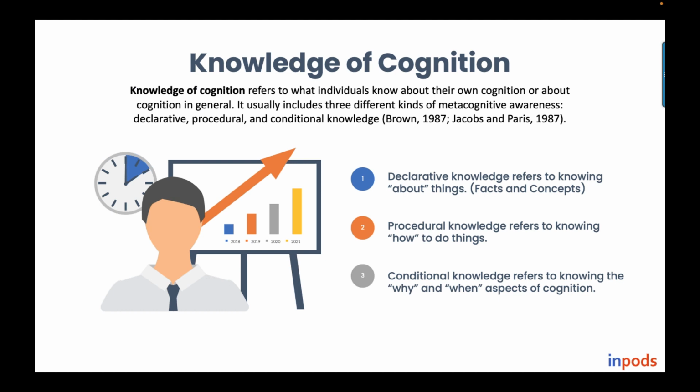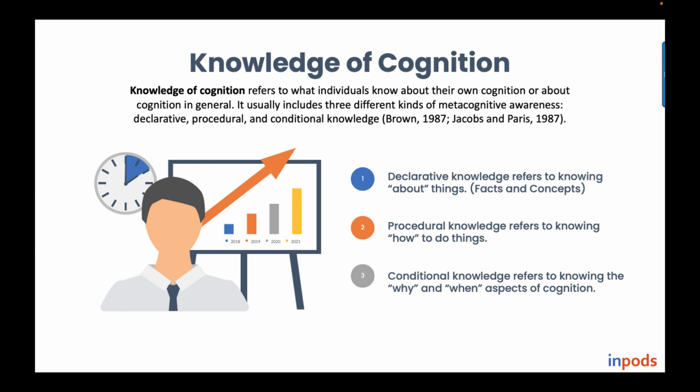One is knowledge of the cognition, that is, about how we are learning. Essentially, that knowledge is about the knowledge of the cognition. It has three components: declarative knowledge, that refers to knowing about the things. So it is essentially the facts and the concepts, factual and conceptual knowledge, right? It covers the procedural knowledge, which refers to knowing how to do the things. And the conditional knowledge, which refers to knowing why and when aspects of the cognition.